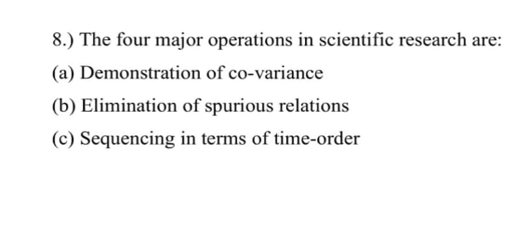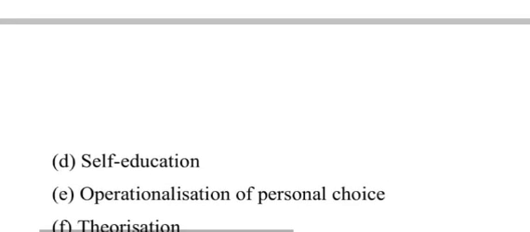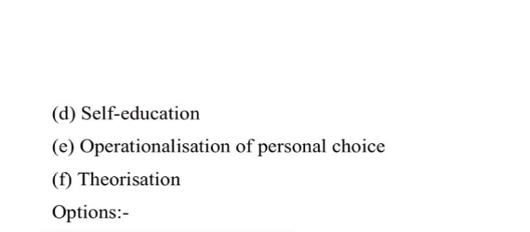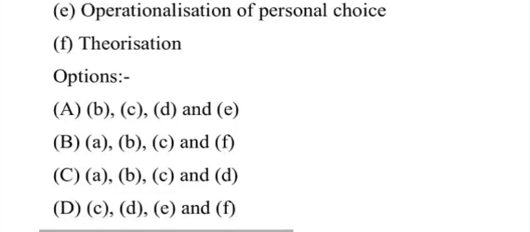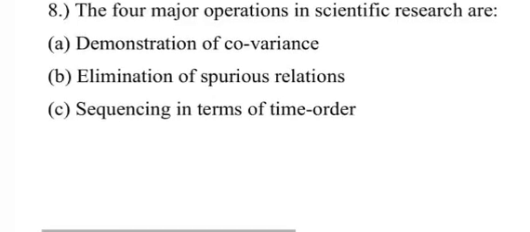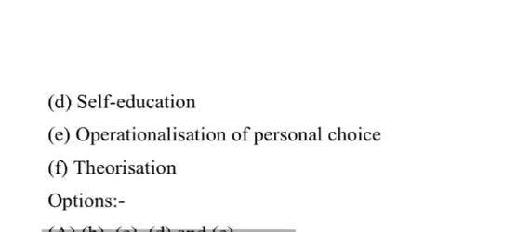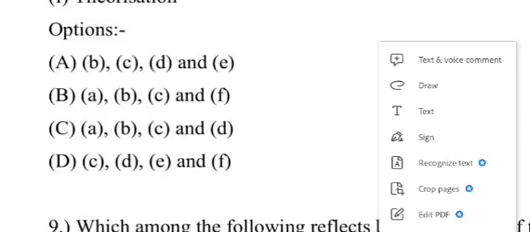Next, the 4 major operations in scientific research are what? Demonstration of covariance, variance, elimination of spurious relations, sequencing in terms of time order, self-education, operationalization of personal choice, theorization. So these are the options. Number 8, number B will be correct. A, B, C, F.